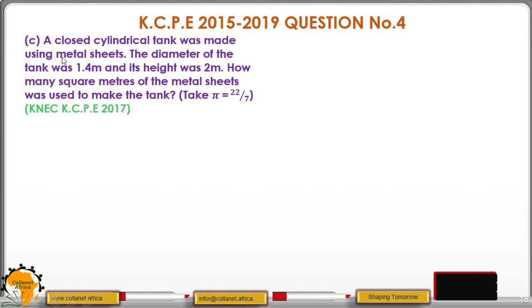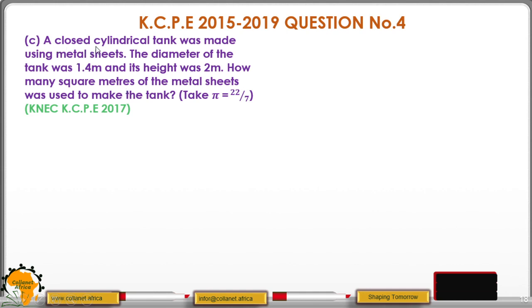Then we have part C. A closed cylindrical tank was made using metal sheets. The diameter of the tank was 1.4 meters and its height was 2 meters. How many square meters of metal sheets was required to make the tank? Remember, you are also given take pi to be 22/7. So in this case, if you use 3.14, you get it wrong. Read the question carefully. These are closed.